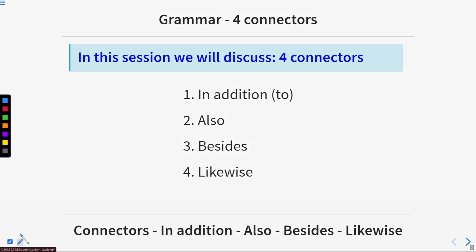And what are these four connectors? First of all, in addition to, after that also, besides and likewise. So these are the four connectors that we are going to elaborate in detail. In fact, we are going to discuss each and everything about these connectors so that you can use them easily in your speech and sentences. Well, let's begin the session.